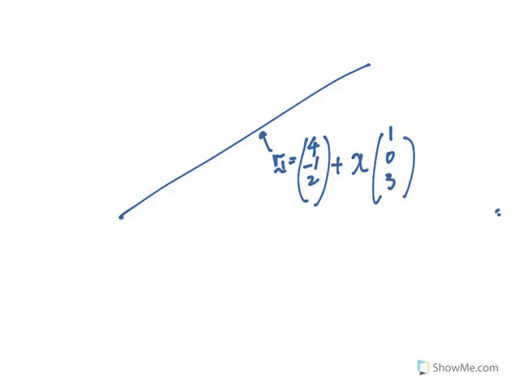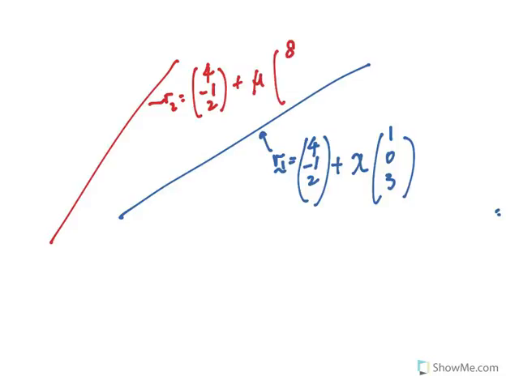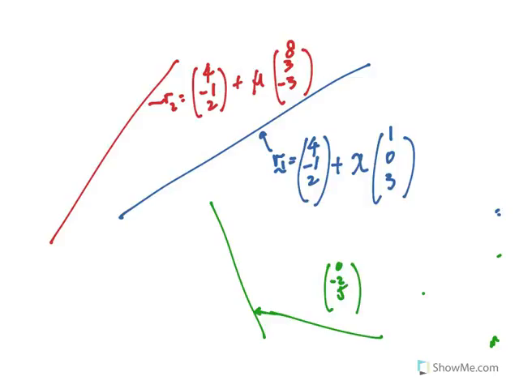For the other line, I have the following: (4, -1, 2) plus mu (8, 3, -3). So I need a point. I have another line here, which passes through the position vector (0, -2, 5), and the direction of this line is perpendicular to these two lines. So I need a direction vector for this line, since I already have a position vector.